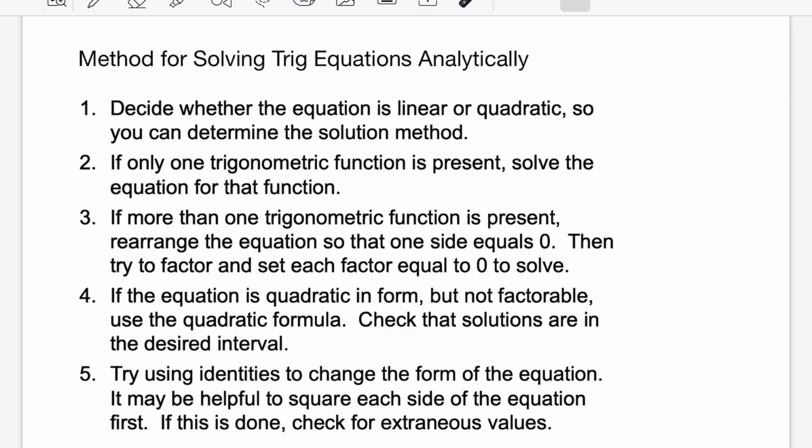Now, if the equation is not going to be factorable, but it is in our quadratic form, then we can use our quadratic formula. And if we don't need to use our quadratic formula, then we can use identities to change the form of the equation and try to simplify it so that we are able to factor and solve. Alright, so these steps will be helpful for solving these equations, and that'll be it for this video.